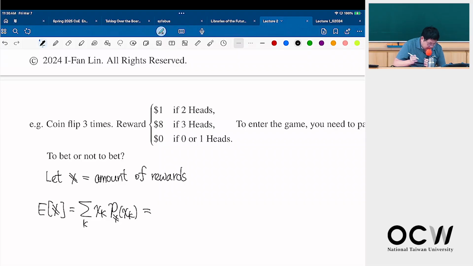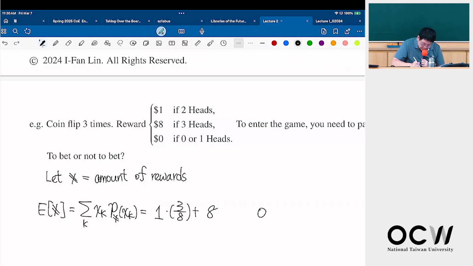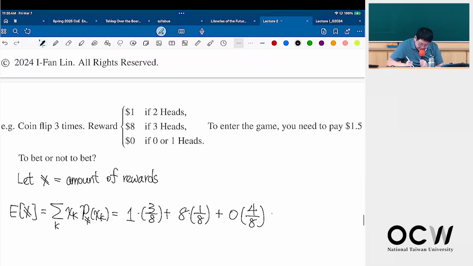Okay, so my possible outcomes will be 1, 8, or 0. To get their weightings, the PMF, I get 2 heads to get 1 buck. So for 2 heads, the probability is 3/8. And for 3 heads, my probability is 1/8. And for 0 or 1 heads, my probability is 1/2. So overall, you get 11/8.